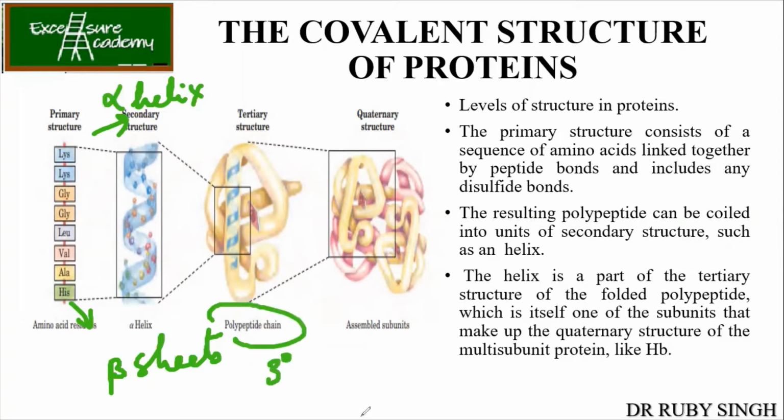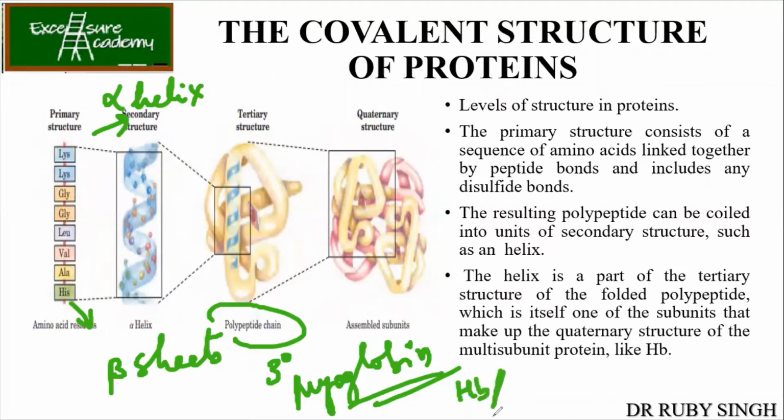Then these fold further using hydrophobic and hydrogen bonding, and it gets converted into the folded tertiary structure. One example of a tertiary structure protein is myoglobin. I always refer to this as the example because in your exam they always give myoglobin and hemoglobin as the reference. For the quaternary structure, it is hemoglobin. The same thing is written over here also.